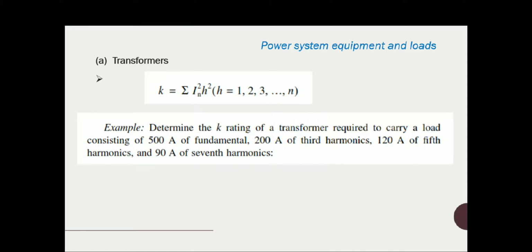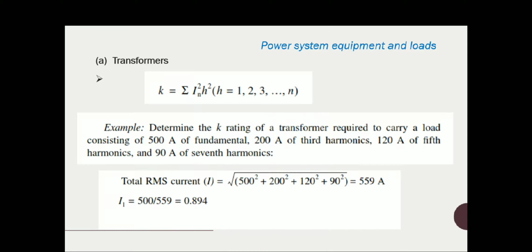Suppose, as an example, I have given one problem. Determine the K rating of a transformer required to carry a load consisting of 500 amps of fundamental current, 200 amps of third harmonic current, 120 amps of fifth harmonic current, and 90 amps of seventh harmonic current. If you have a load with this pattern, then you need to find out the K rating of the transformer required.